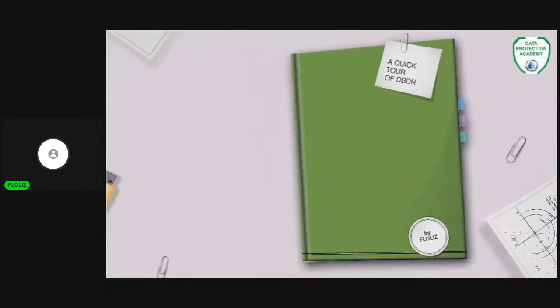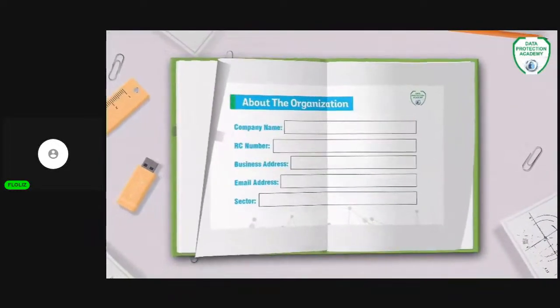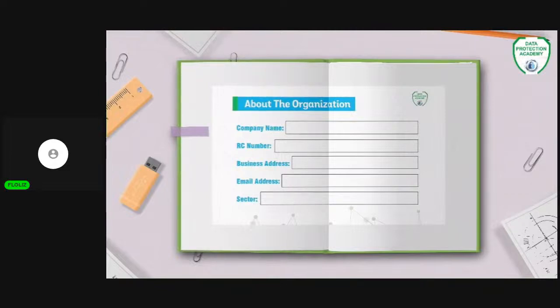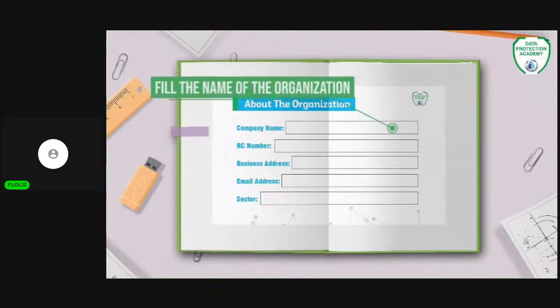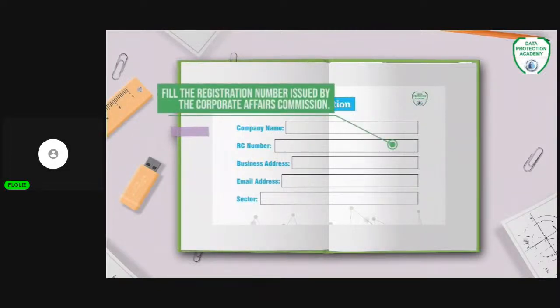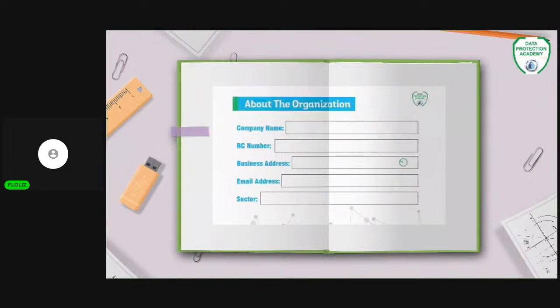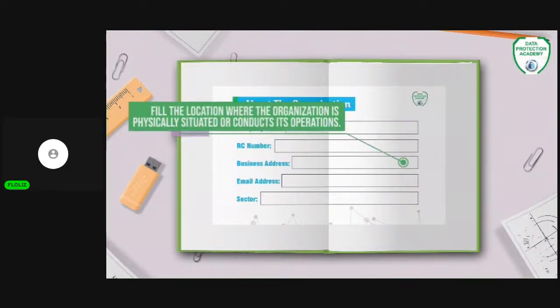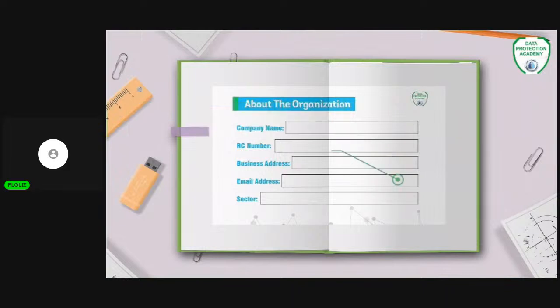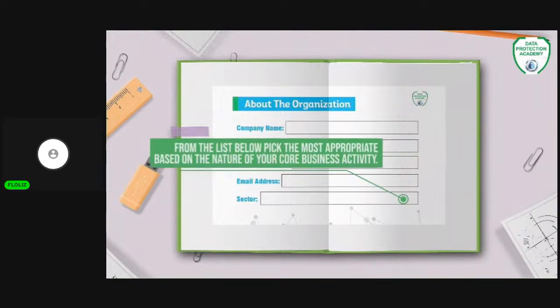Here is a step-by-step guide on how to use the data breach documentation register. About the organization. Fill the name of the organization. Fill the registration number issued by the Corporate Affairs Commission. Fill the location where the organization is physically situated or conducts its operations. Fill the official email address of the organization. From the list below, pick the most appropriate based on the nature of your core business activity.